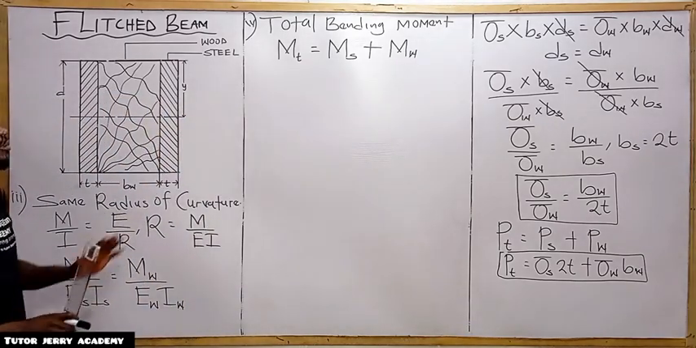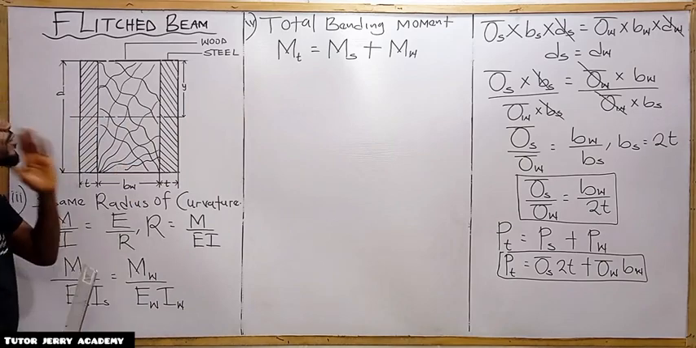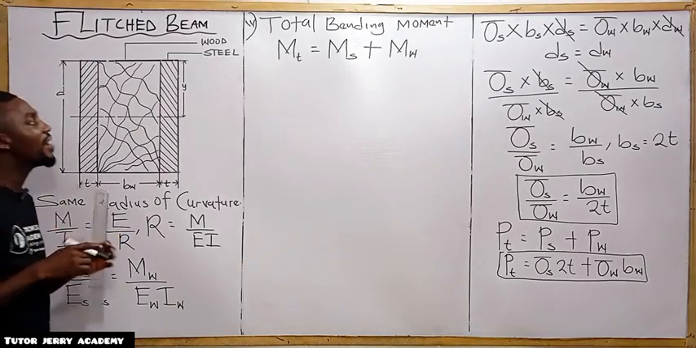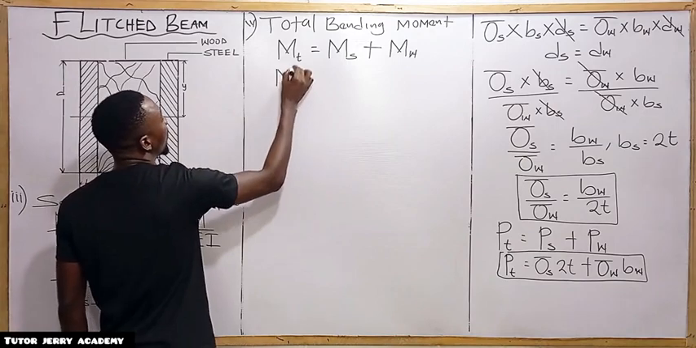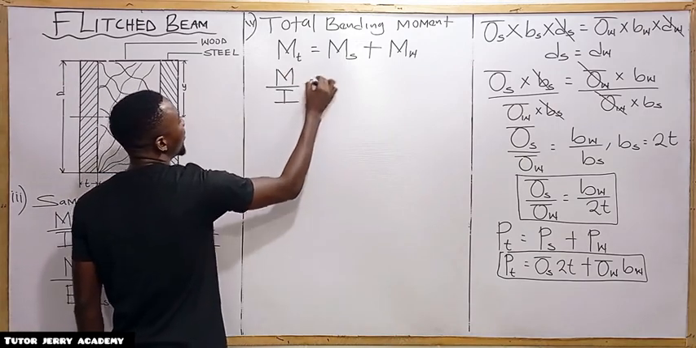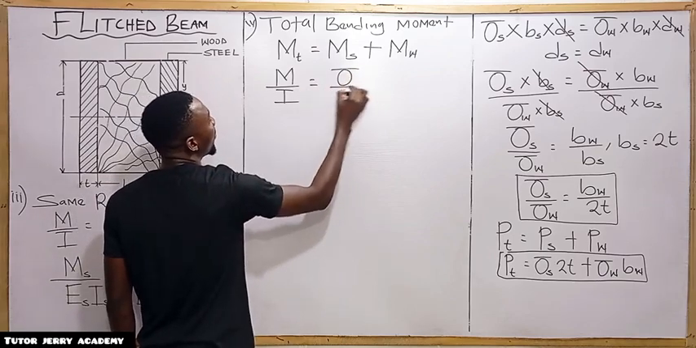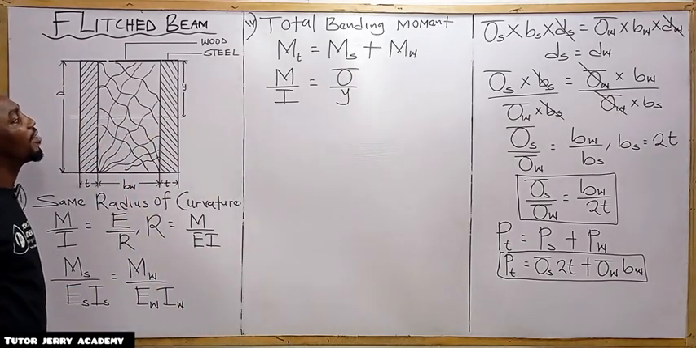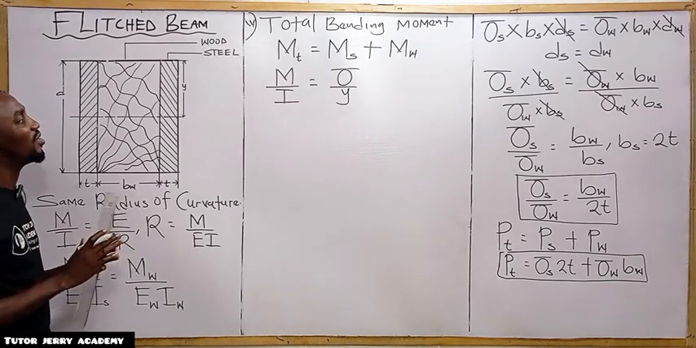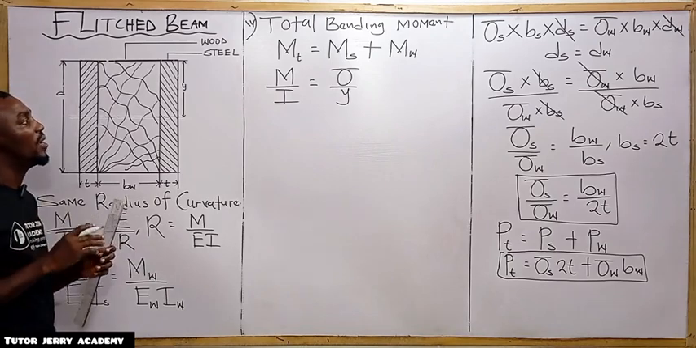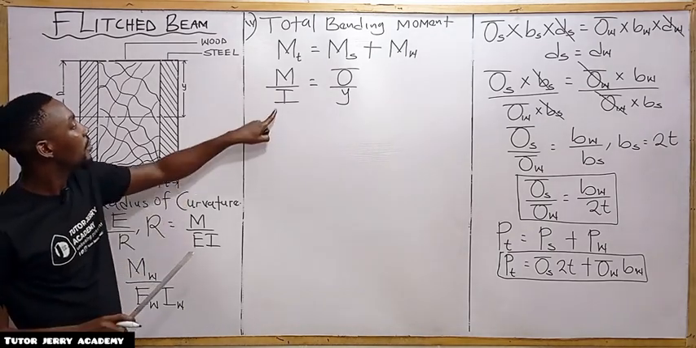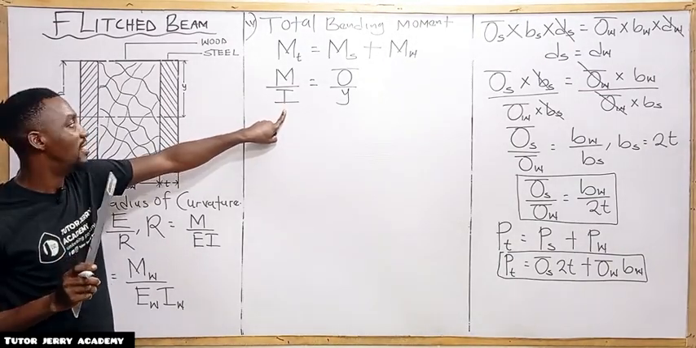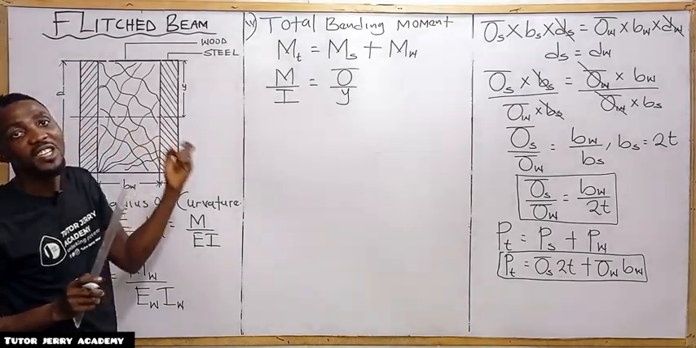But we are going to perform some analysis here, so take note. Now, you are going to recall again from the flitched equation, if we have M over I, this will be equal to stress over Y, right? You're also going to recall that our Z, I hope you still know what our Z is, that is the section modulus.